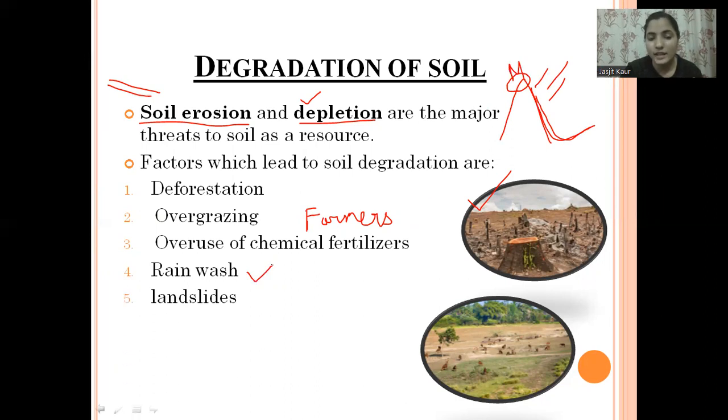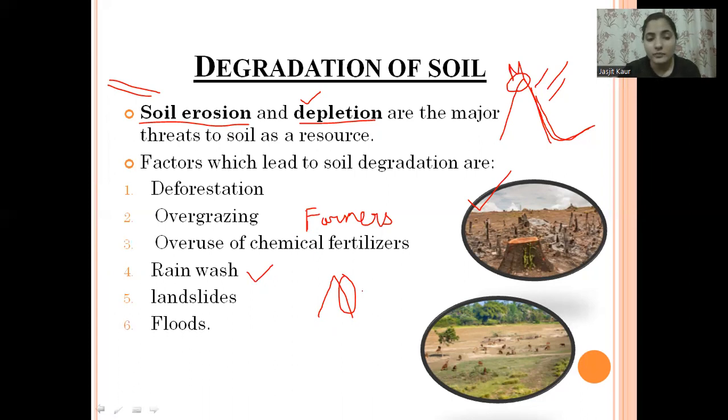And the fifth one is landslides. We have discussed in the previous video also that a landslide is when the rocks of the mountain slide down from the slope of the mountain. This is called a landslide. And when they slide down from the slope, the top layer will also erode, and this will affect the quality of the soil.